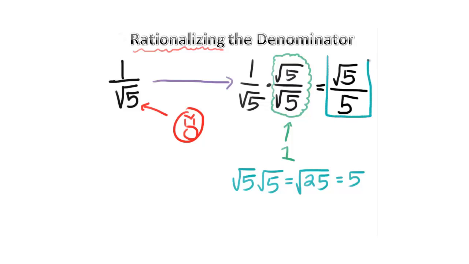And that's it, because there's no more radicals in the denominator. The denominator is just the number 5. So the original number 1 over radical 5 right here, which we didn't want because there's a radical in the denominator, is now this number here. And this is the number that we want.